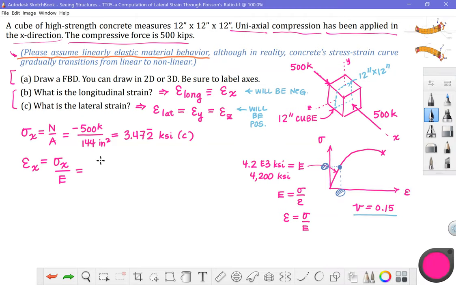For me, I'm ready to plug and chug, so I'll put that stress into my numerator. Pop that negative sign on for compression, modulus of elasticity down here in the denominator.